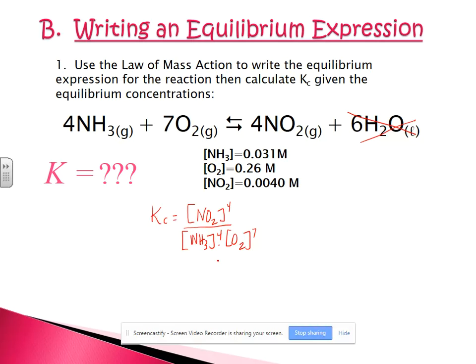Now in the next video, we will pick up here and solve. You go ahead and solve this, and then when you come back to the next video, we will see how you did. All we do now is substitute these numbers in from the data into our law of mass action, and that will be our K.